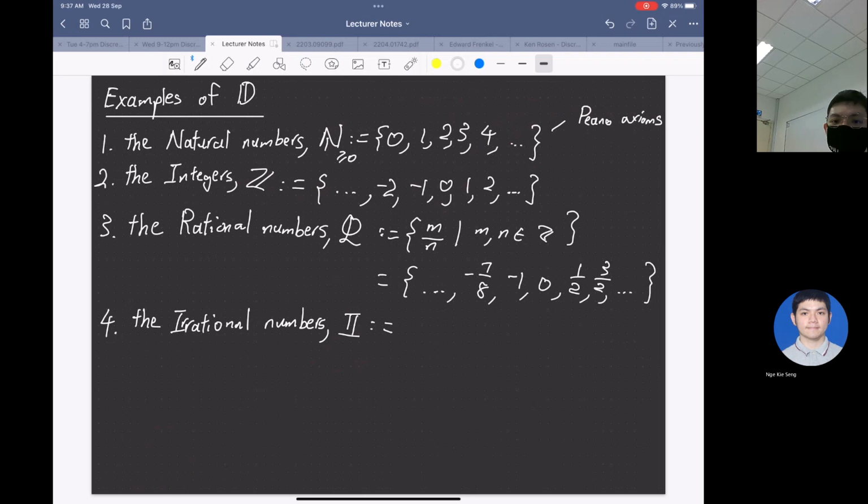Okay, what are the irrational numbers? So irrational numbers are the numbers that cannot be expressed as the ratio of two integers. Of course, there's an extra condition here: n cannot be 0. So anything divided by 0 is undefined.